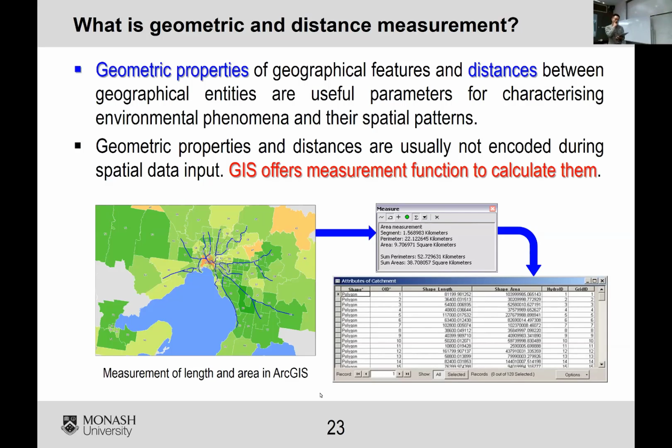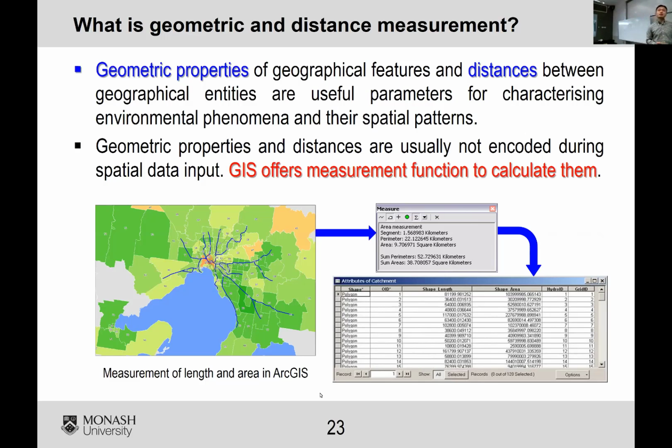Now we're going to talk about geometric property and geometric distance measurement. So it may be a surprise to you that for the spatial data, we actually don't have some geometric property embedded in the data. As we know, the vector data is defined by points for the point feature and the vertices for the polyline and polygon features, right?